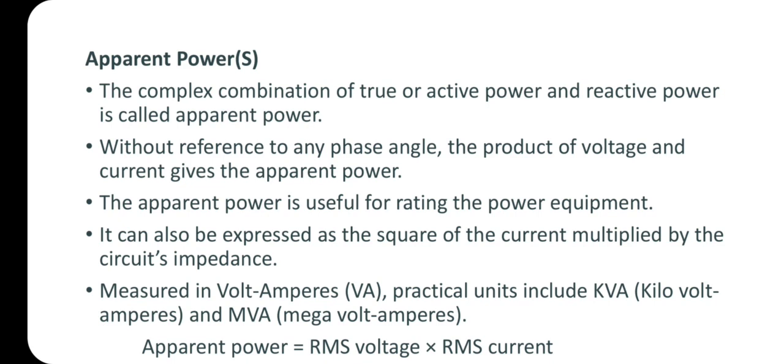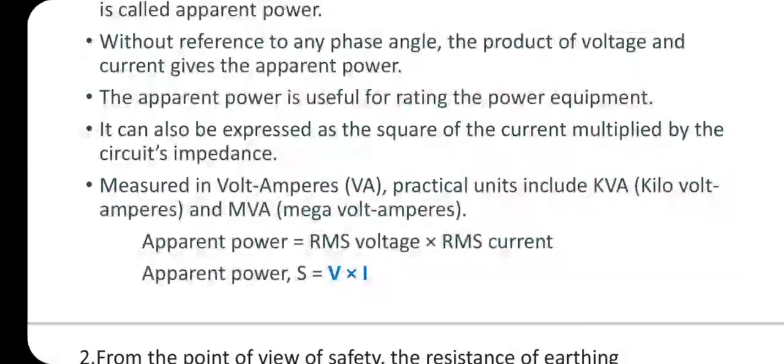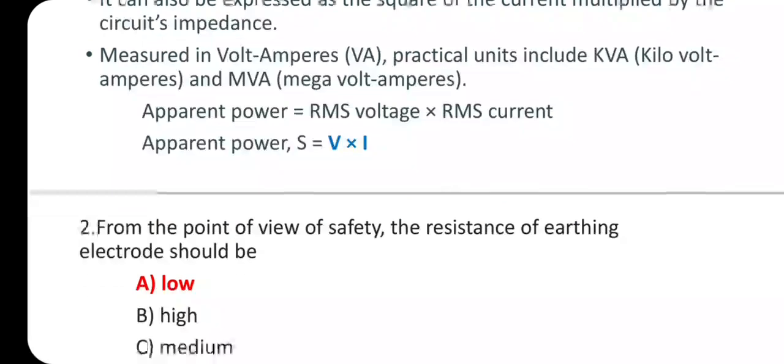It can also be expressed as the square of the current multiplied by the circuit's impedance, measured in volt amperes. Practical units include kilovolt ampere and megavolt amperes. Apparent power equal to RMS voltage into RMS current. That is, apparent power S equal to V into I.